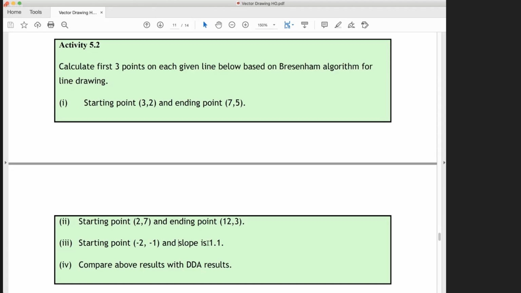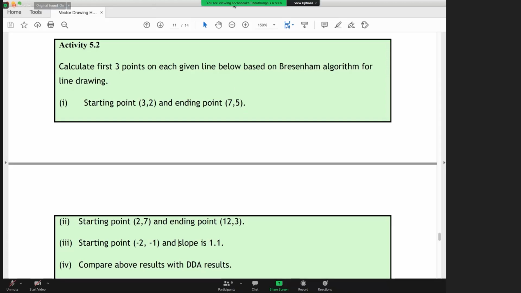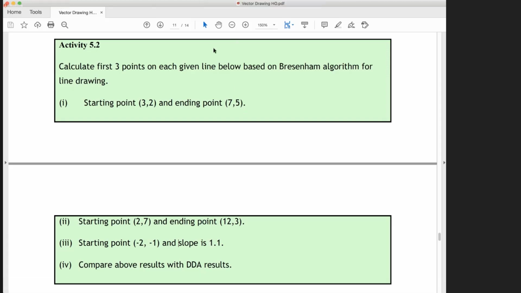Consider the endpoint as 9,9 and calculate the first 3 points. Are you clear about it now? Okay. Then you can apply the algorithm. There are a little bit tricky things. You have to think about it, right? That's good. You have tried it, right? That's good.